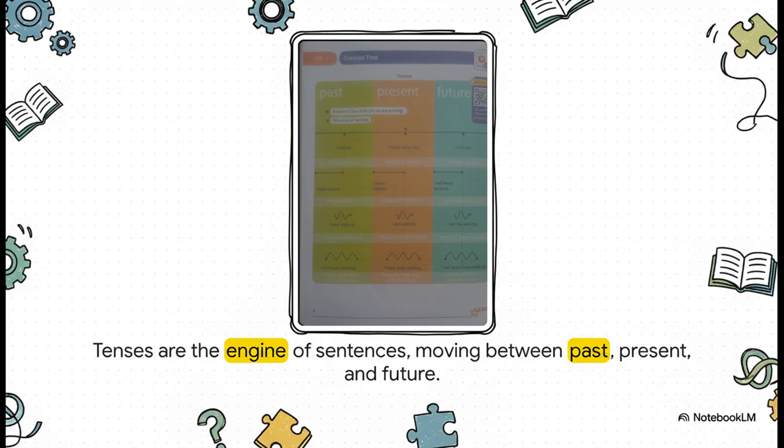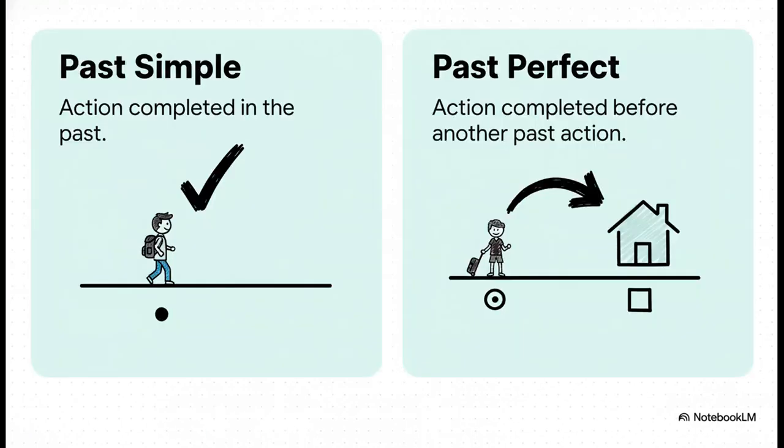Just think of tenses as the engine that drives our sentences. They can move the story backward, forward, or keep it right here in the present moment. Each one gives us a totally different perspective on what's happening. Now, the real power of tenses is in these tiny changes that create big differences in meaning.